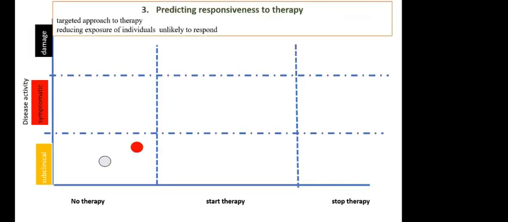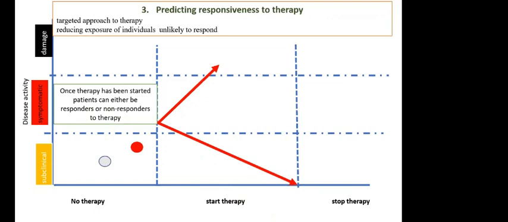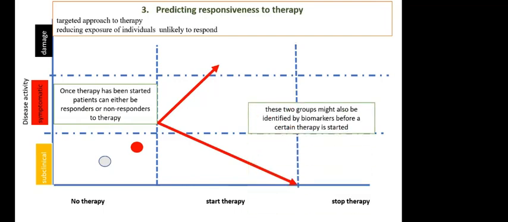The third use is to predict responsiveness to therapy. Once the treatment has been started, a patient can be either a responder or a non-responder to therapy. So there is a biomarker that could identify these two groups before the start of therapy. This helps to apply a targeted approach to therapy and reduces exposure if the individual is unlikely to respond.